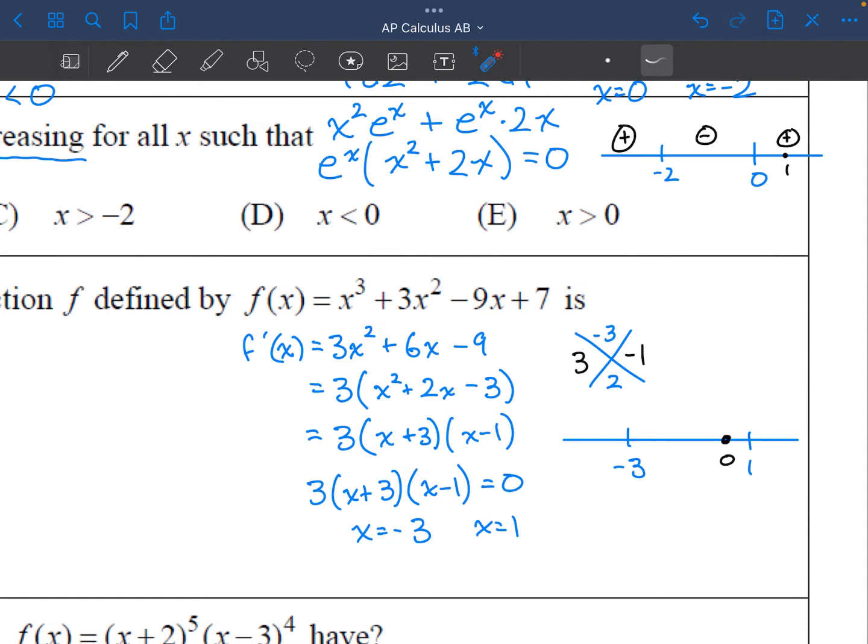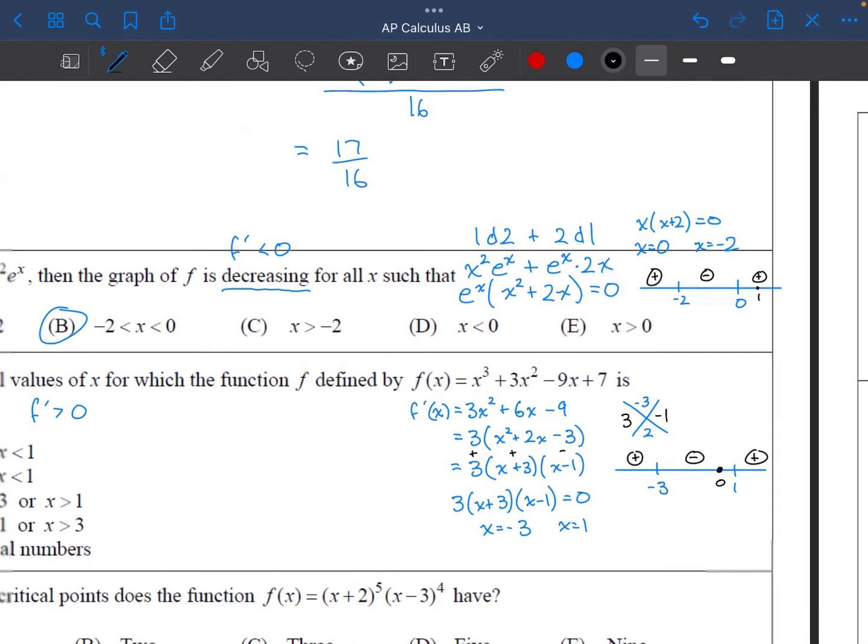So when I plug in 0, I have a positive. 0 plus 3 is a positive, and 0 minus 1 is negative 1, which is a negative. Multiplying all 3 of these together, I get a negative value. So it's a negative value right here. And again, because we have an odd power for each of those critical values, every time that we move over that critical value, we are going to switch signs from a negative to a positive, which means we have a positive right here and a positive right here.